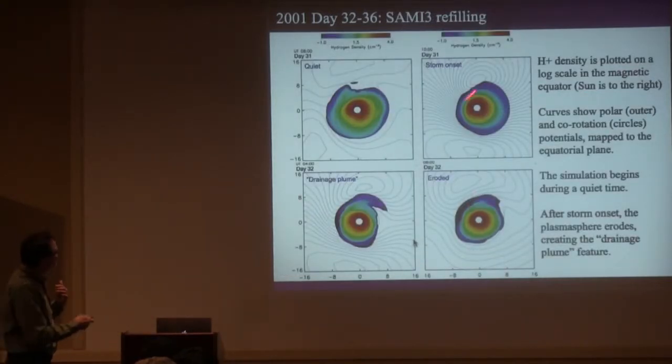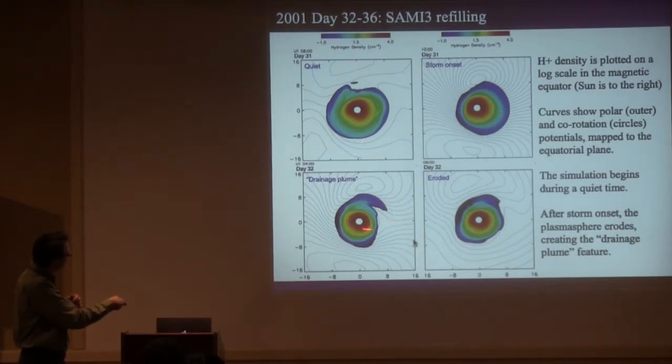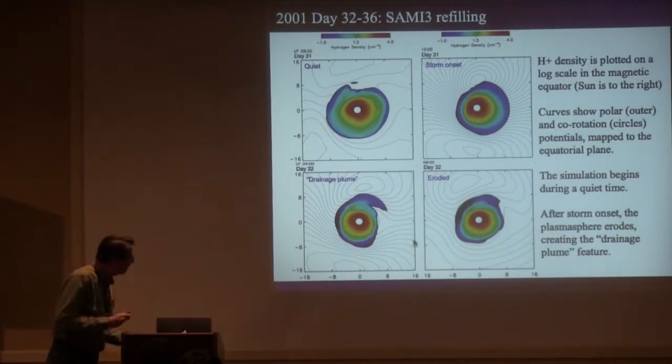Just to show that we can do the storm, this is the storm. These are the potential mapped out to the equatorial plane. So this is hydrogen density in the equatorial plane. The sun is over here. And during the storm, we get something that looks kind of like a drainage plume. So we capture some of those dynamics even if we don't have the ring current.